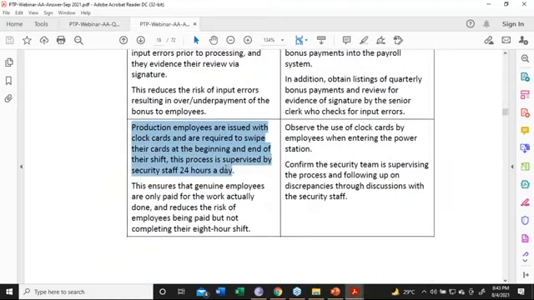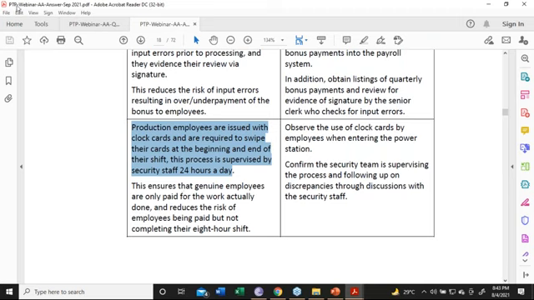See, this is all copied from the question. Production employees are issued with clock cards and they are required to swipe their cards at the beginning and at the end of the shift. This process is supervised by security staff 24 hours a day. We will get half a mark, all copied from the question. Now the explanation. This ensures that only genuine employees are paid for the work actually performed and reduces the risk of being paid but not completing their 8-hour shift. So this reduces the risk of extra, unnecessary payroll cost. Is this clear?